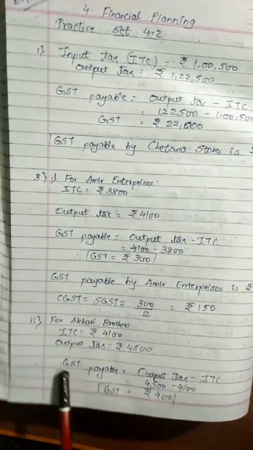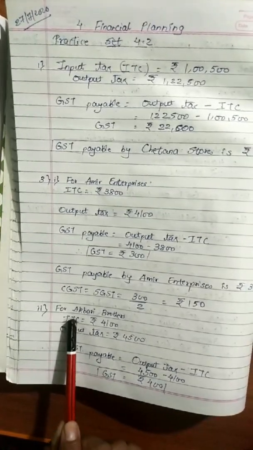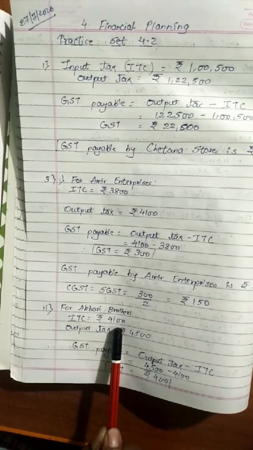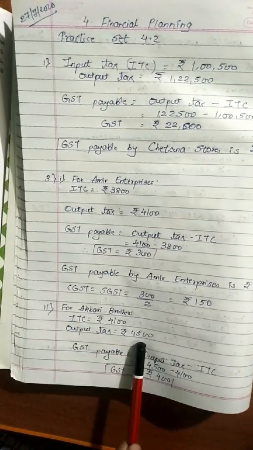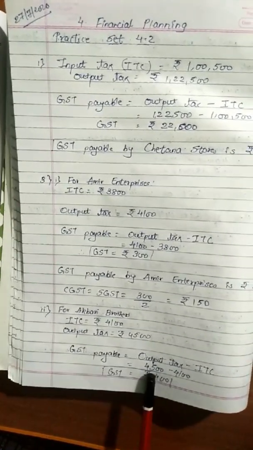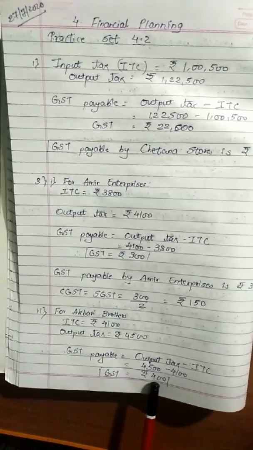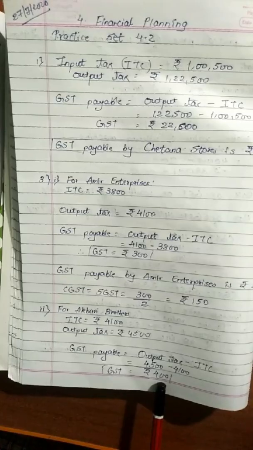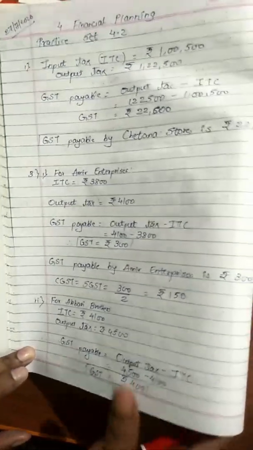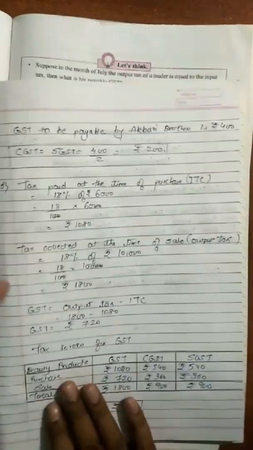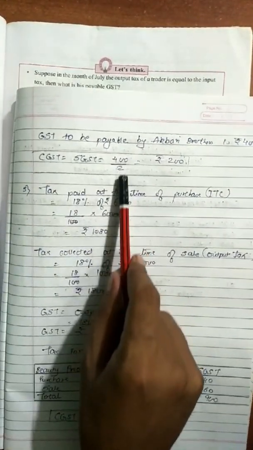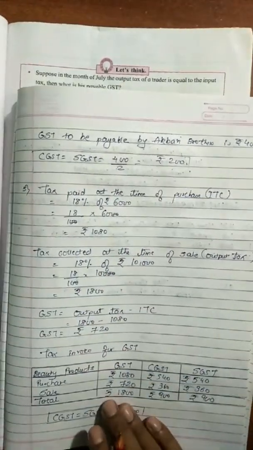SGST equals 150. But for Akbari Brothers, ITC is 4,100, output tax is 4,500. So GST payable equals output tax minus input. So 4,500 minus 4,100 will give you 400. So GST equals 400. But CGST equals SGST equals 400 upon 2 is 200.